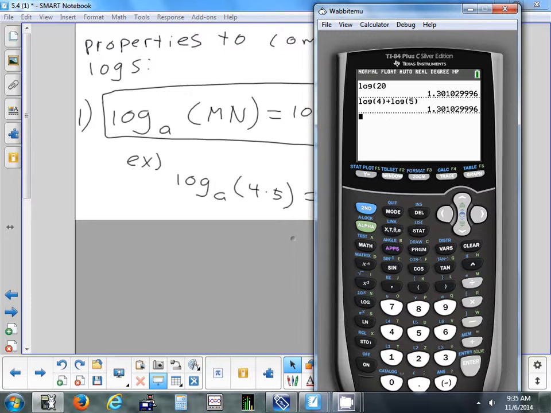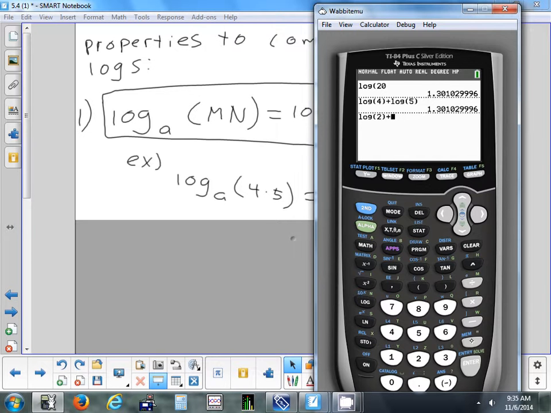Anybody see a different way I could add 2 logs together and get the same answer besides 4 and 5? Yeah? Log of 2 squared plus log of 5? Okay, that would work since 2 squared is the same as 4. How about different numbers than 4 and 5? Yep. Log of 2 and log of 10.